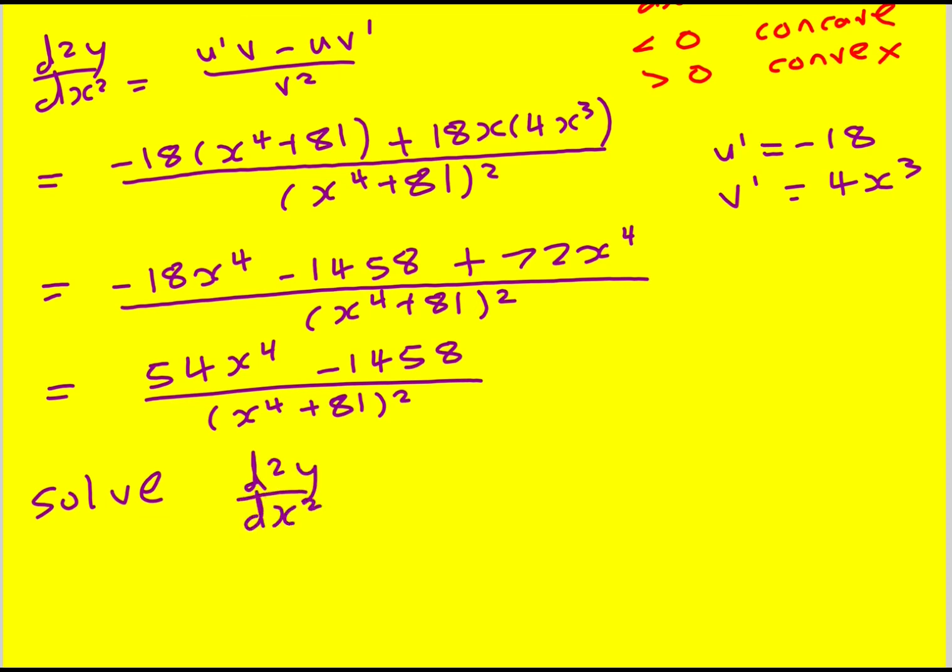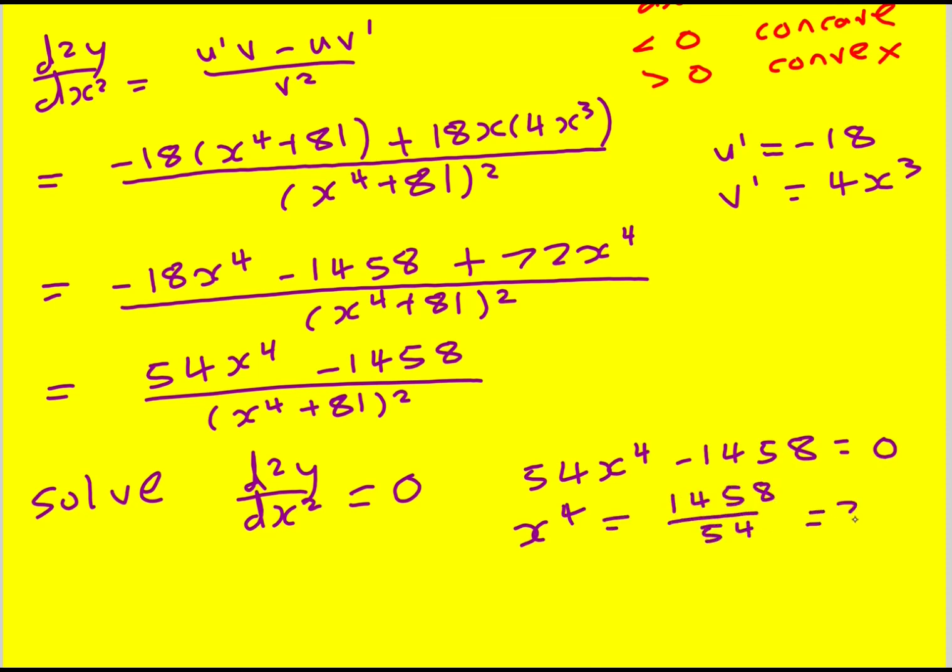Otherwise, you'd have to solve the inequalities to find the range of values for where it's concave and where it's convex, which sometimes you might have to do, but in this case, I think it's going to be a little bit nicer. Because when it's 0, the denominator we can just ignore. It's going to be that 54x to the 4 minus 1458 is equal to 0. And therefore x to the 4 is 1458 over 54, which in fact is 27, which gives us this fourth root of 27.